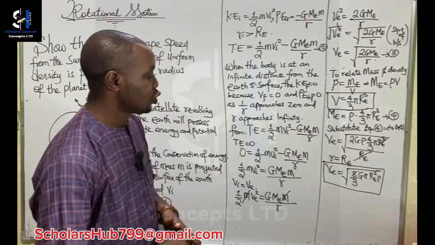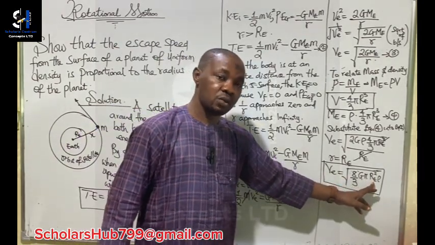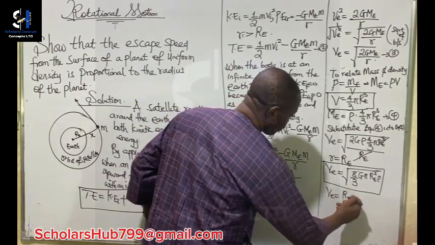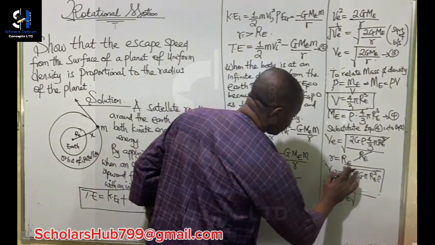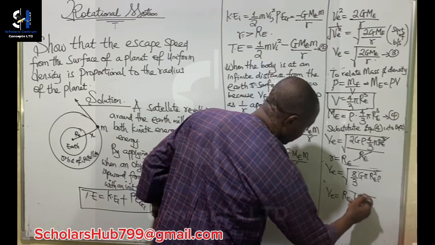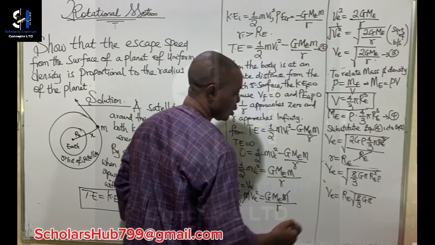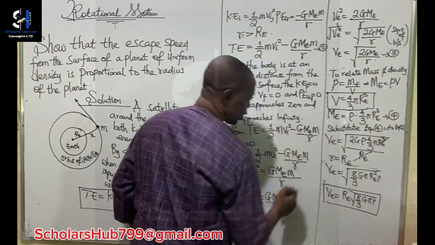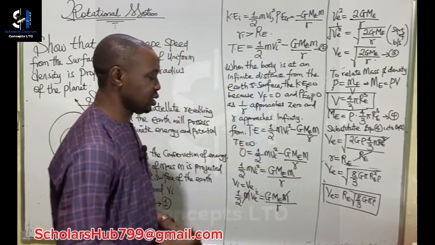So from here the square of Re will be r, so we are going to bring it out. So we have Ve equal to Re times the square root of 8/3 G pi density. So we can also have it this way, apart from how we have it here.